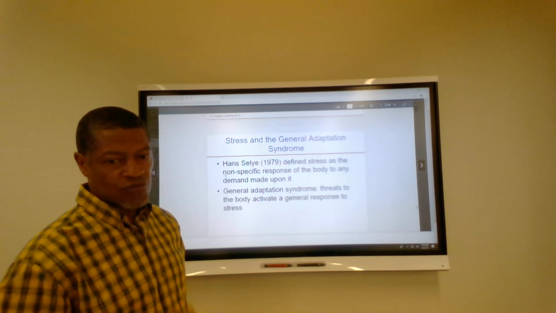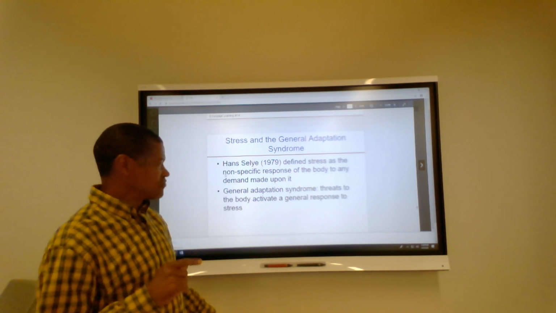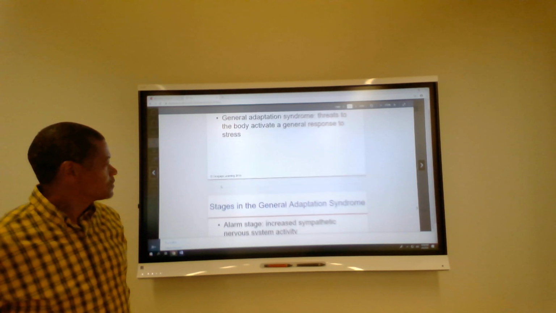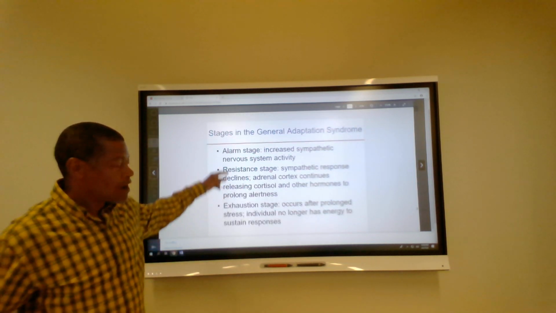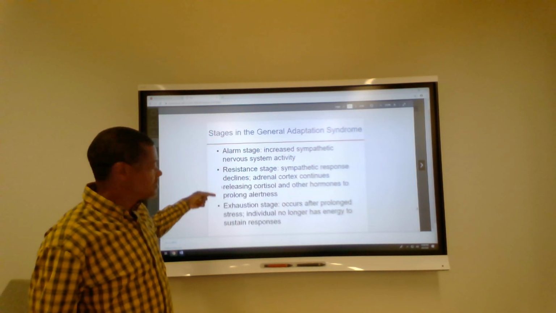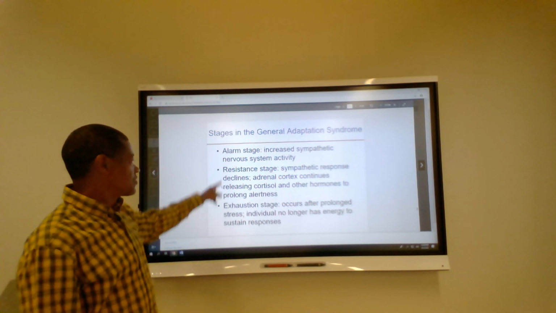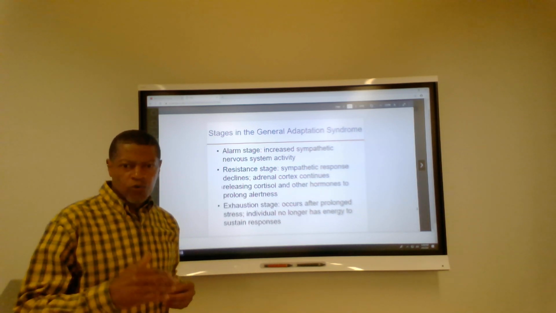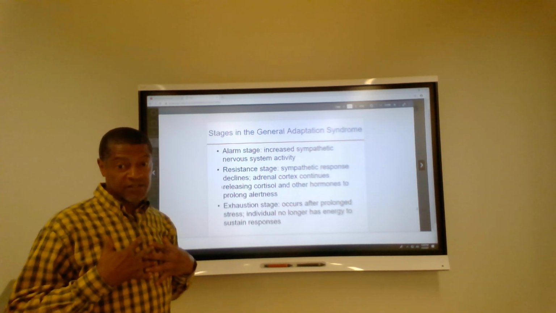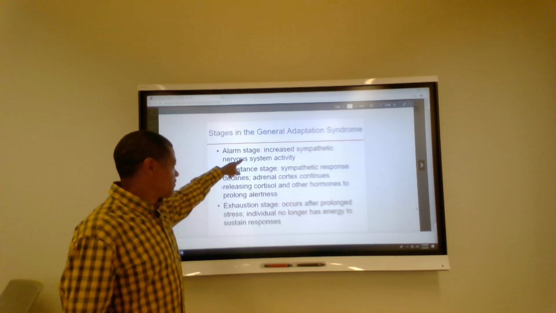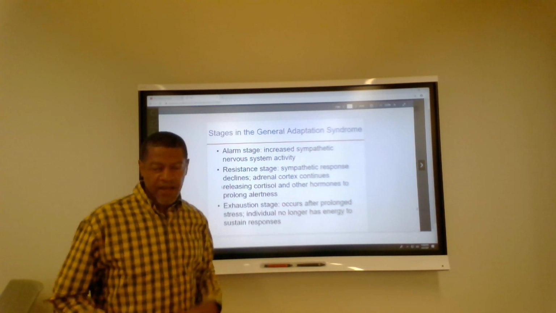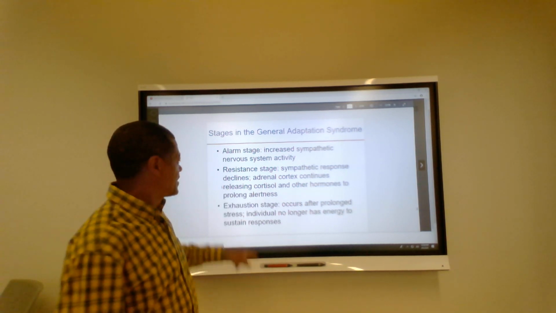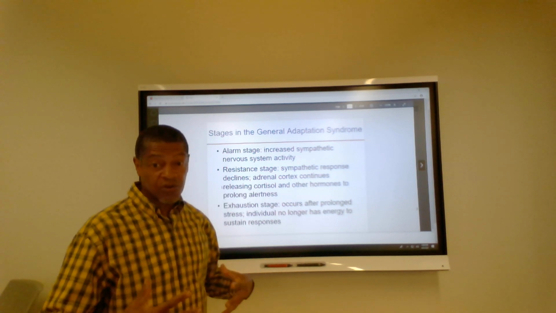So in Hans Selye's description, he talks about the general adaptation syndrome. So remember this: you've got the alarm stage, the resistance phase, and the exhaustion stage. Alarm is when you first are worried or notified that there's something going on, so your body responds to that with a sympathetic nervous system reaction. As the sympathetic nervous system reacts, it causes your body to resist to help deal with the stress of the situation.